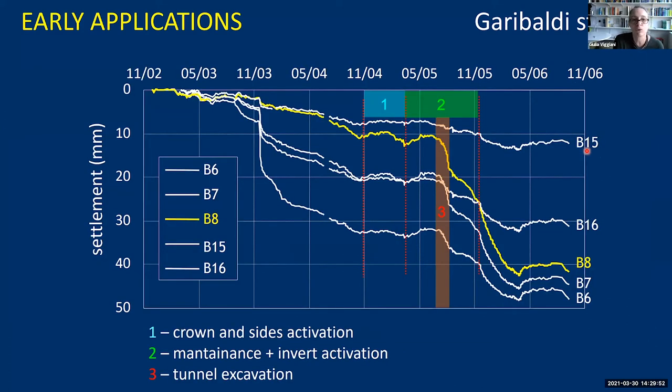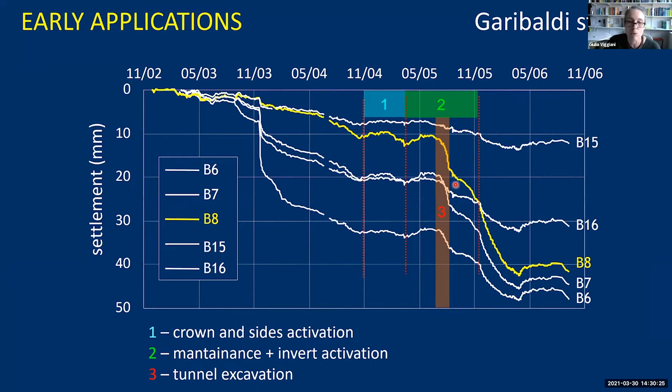The other thing I wanted you to look at is the vertical displacements of the building. B8 is one of the monitoring points that was established on one of the buildings. And you can see that for this one, besides the settlements due to shaft excavation, freezing created heave at the surface. So there are these two kinds of bumps in the settlements. This is the activation of freezing at the crown and sides. And this is the activation of freezing at the invert. This was done with nitrogen.